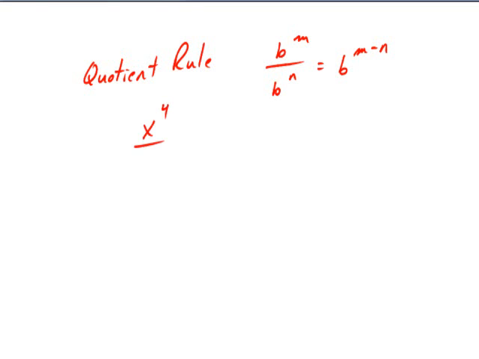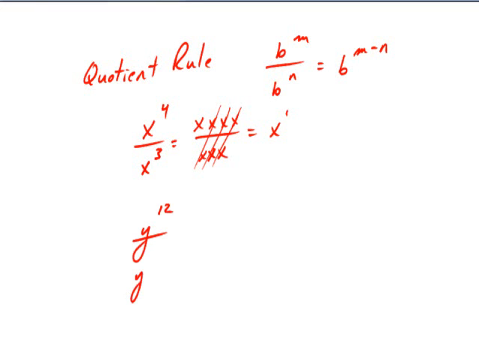X to the 4th over x to the 3rd. X to the 4th can be expanded. X cubed can be expanded. Now if I cancel 3 x's on top with 3 x's in the bottom, I'm left with x to the 1st power, which comes from 4 minus 3, the difference of those exponents. So that's a simple case that we can use to reestablish the rule. An example of this could be something like y to the 12th over y to the 5th. If I subtract the exponents, I get y to the 7th.